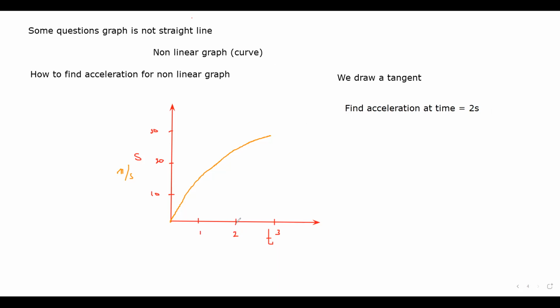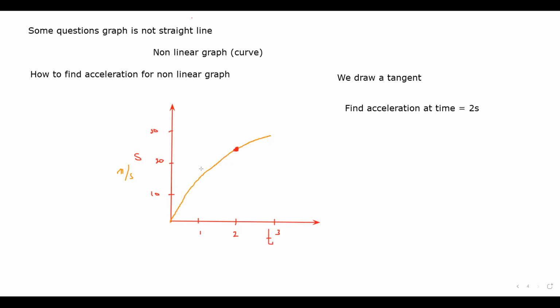So we want to find acceleration when time equals 2 seconds. First, we mark a point on the line where time equals 2 seconds. Then we draw a line which we call a tangent. What is a tangent? A tangent is a line which only touches or passes through one point. The length of the tangent is up to you. You can draw a shorter or a longer tangent, but it's better to draw a longer tangent. It will give a more accurate result.